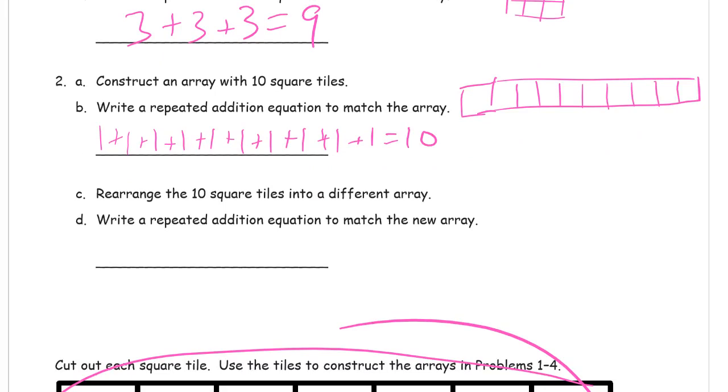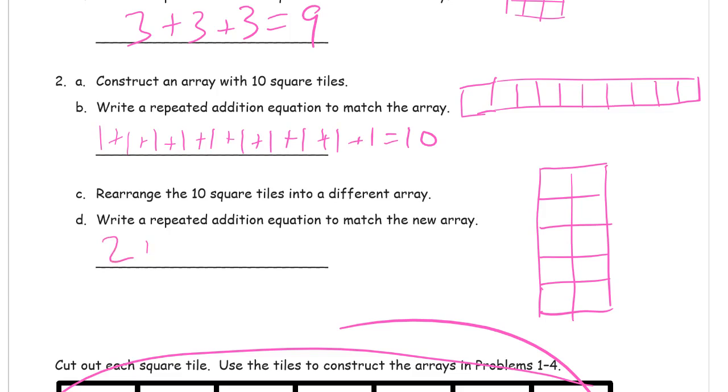Now, it doesn't tell you you have to draw the picture, but I'm drawing it because I want to show just different ways you can do it. How about 2 columns of 5? You could do that. Let's see how many different ways you can do it. See if you can find for 10, there should be 4 different ways you could do it. See if you can find all 4 ways. And I'm going to make these 2s. So 2, I need 5 of them.